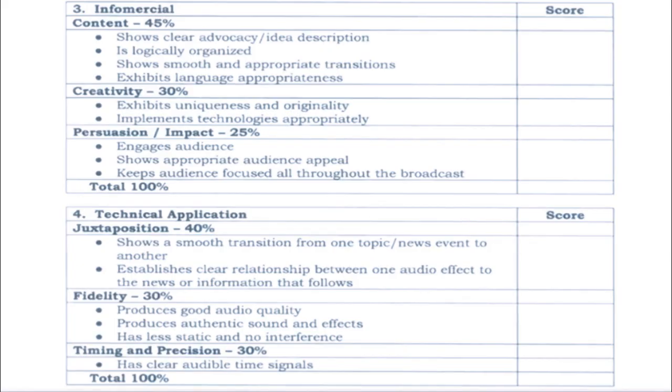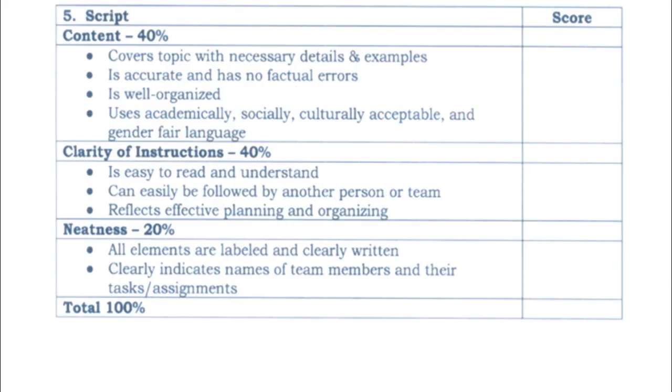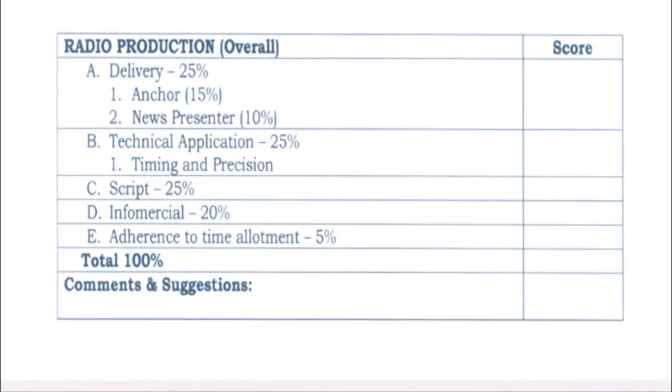For the infomercial, the content contains 45%, creativity, 30%, persuasion or impact, 25%. For the technical application, the juxtaposition contains 40%, fidelity, 30%, timing and precision, 30%. And the script content has 40%, clarity of instructions, 40%, and neatness, 20%.